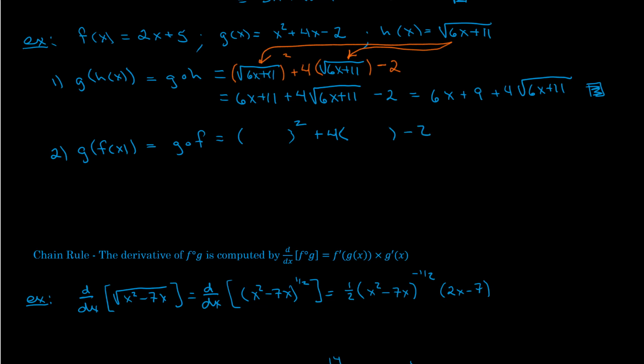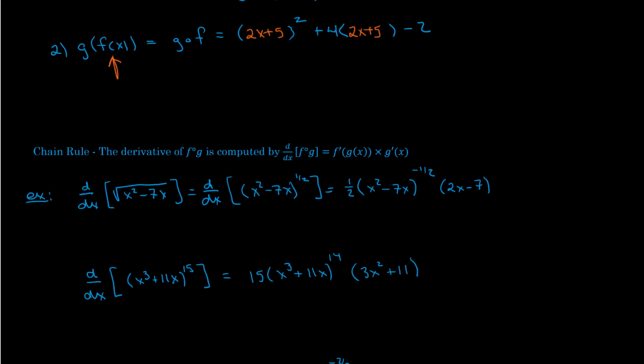Then, in this case, the notation says we're going to plug whatever f is into those spaces where the x was in the original equation g. So that means I'm going to substitute in a 2x plus 5 here and a 2x plus 5 here as well. Okay, after that, it's all just algebra.